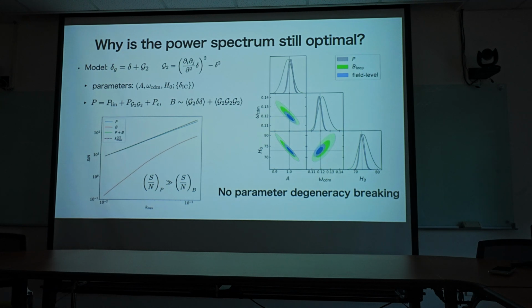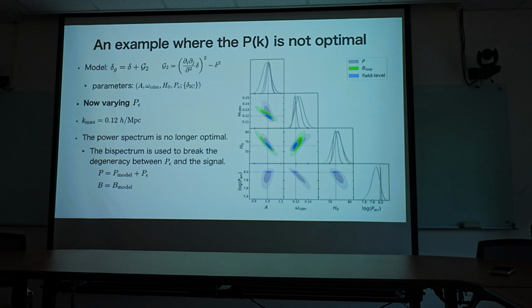Okay, good. But of course, we know that in reality, as Teppei probably pointed out, the power spectrum is not the optimal statistic in many cases. I can show you this with the simple toy model again. What we do here is use the same model and the same analysis pipeline, but now start to vary the noise level. Here's the result, and we have three contours. Gray is the power spectrum, green is the bispectrum, and blue is the field level. Now you can see the difference between them. The gray contour is not the same as blue.